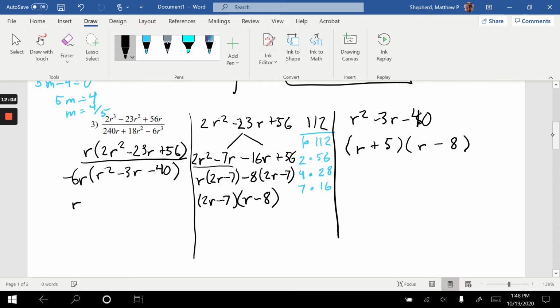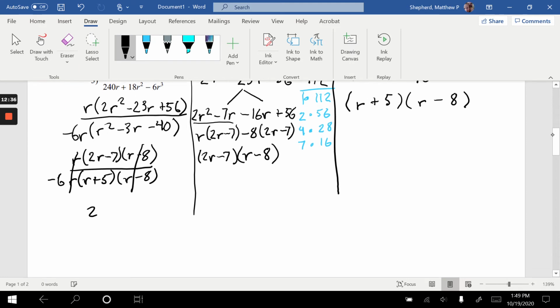It's now going to show up as r times 2r minus 7, r minus 8, over negative 6r times r plus 5, r minus 8. r over r is 1. r minus 8 over r minus 8 is 1, leaving us with 2r minus 7 over negative 6 times r plus 5.